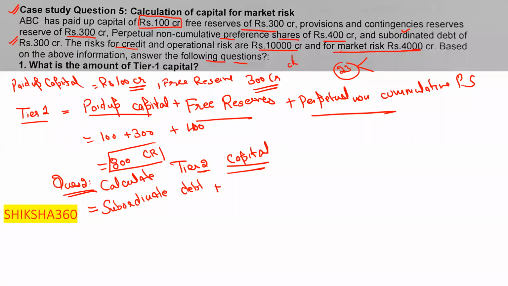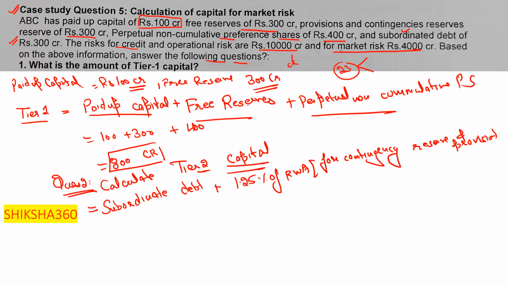Basically that is 1.25% of risk weighted assets, for contingency reserves and provisions, plus, as given here, provisions and reserves, preference shares.